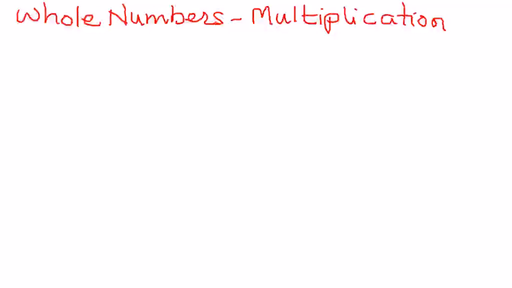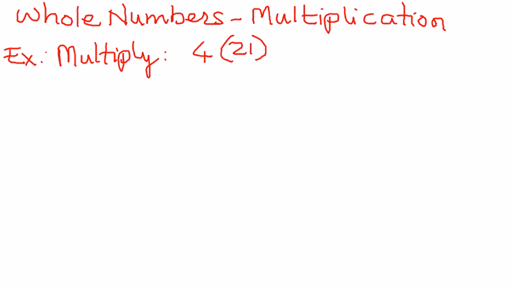Welcome to my presentation. In this presentation, we shall see how to multiply whole numbers when we have more than two numbers to multiply. So let's take an example here. Let's say we want to multiply three numbers, or maybe four numbers: 4 times 21 times 10 times 5. So let's say we have four numbers to multiply.